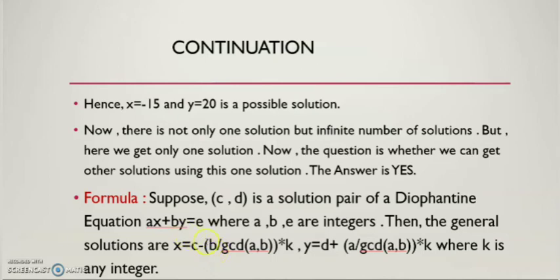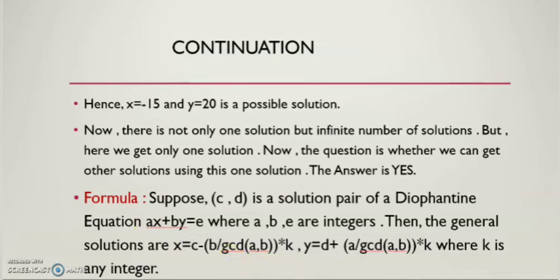What is b? B is the coefficient of y. To obtain the value of x we use the coefficient of y, observe carefully, divided by GCD of A, B into k. And to obtain the value of y we use d, then plus, not minus, and that we have used the coefficient of x. That means in order to obtain the value of x we use the coefficient of y, and in order to obtain the value of y we use the coefficient of x. So this is a very good observation. This observation will help you.